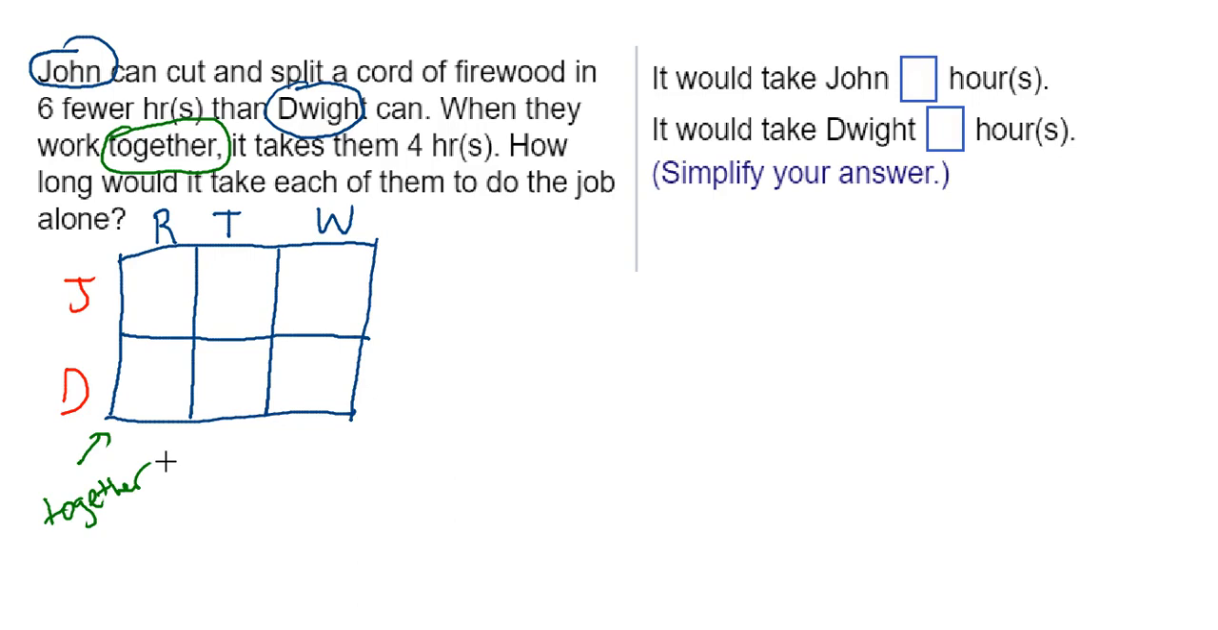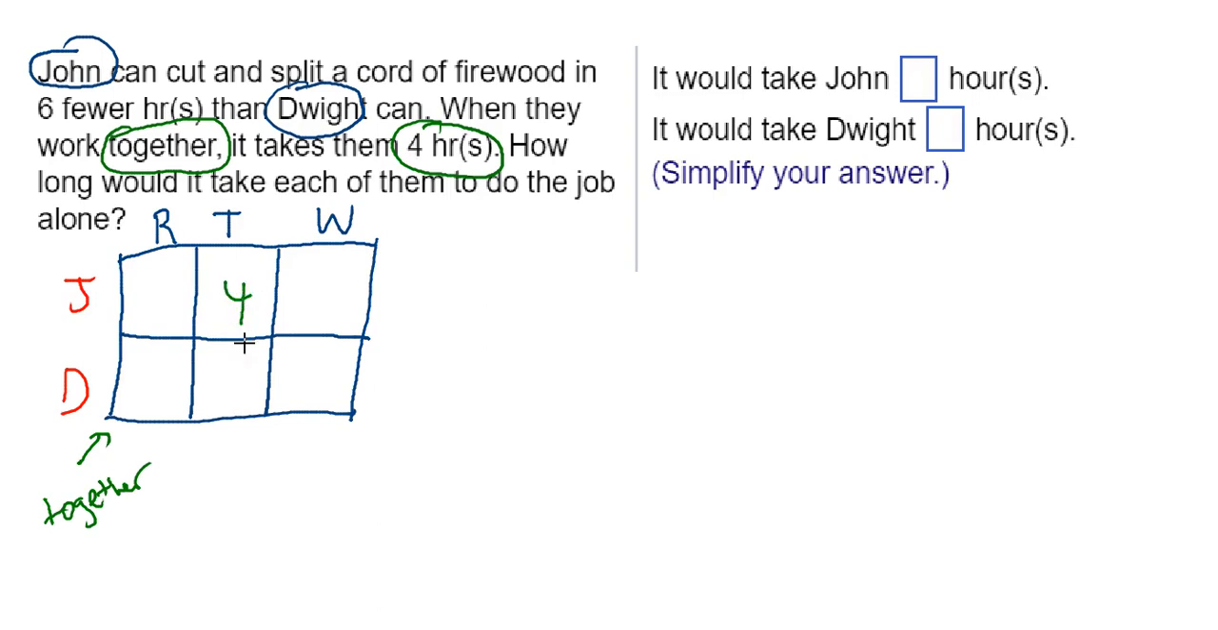So now we want to go back through the problem and fill in what we know. And this is where students have a little bit of trouble because, for example, the most direct piece of information here is that when they work together, it takes them 4 hours, right? So actually, this is fine. When they work together, it takes them 4 hours. So that means they're working together, John and Dwight, side by side for 4 complete hours. So how long is John working when they're working together? It'll be for the 4 hours, right?